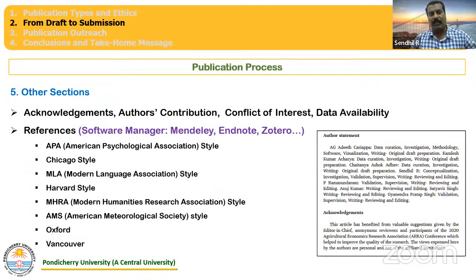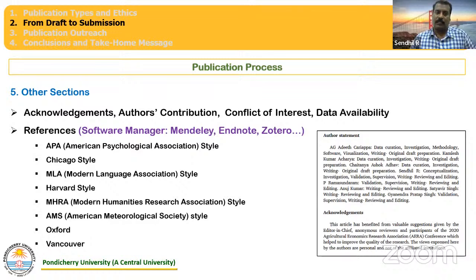Then after that, we have other sections. It doesn't mean that these sections are not important, but they are not as important as the 4 sections. Like acknowledgements, where you give credit to whoever helped in drafting the paper or in data collection. The author's contribution: these days, the majority of journals explicitly ask authors to state the contribution made by each author. Then conflict of interest: whether you have any conflict of interest, you have to give yes or no. Then whether you are ready to share the data with the clients, that is, the audience.